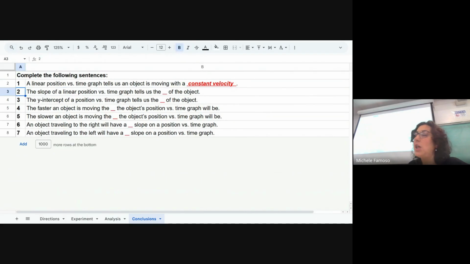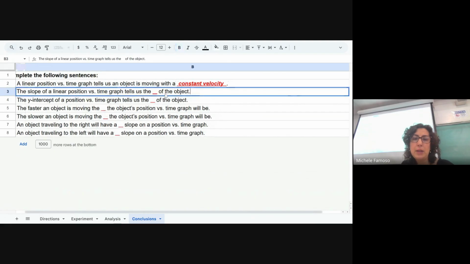What does the slope of a linear position time graph tell us about the object? The slope is the velocity. And what do we mean by a velocity? The speed and direction of motion. That's both of those. It's going to tell you how fast you're moving and in what direction you're moving. That's what we call the velocity.